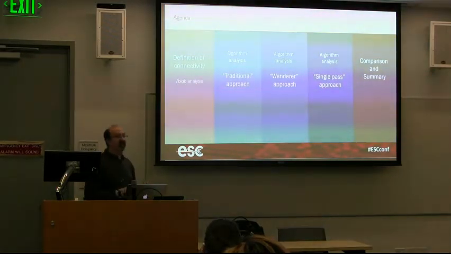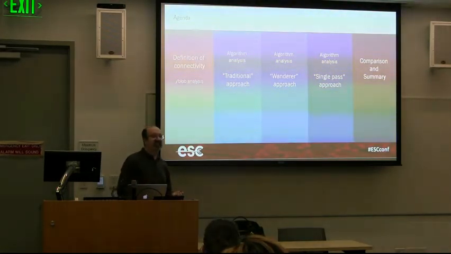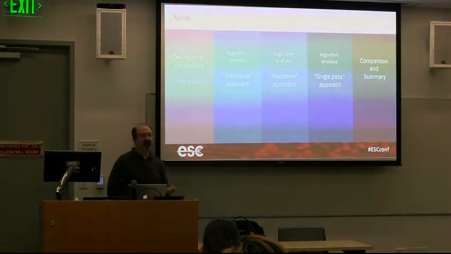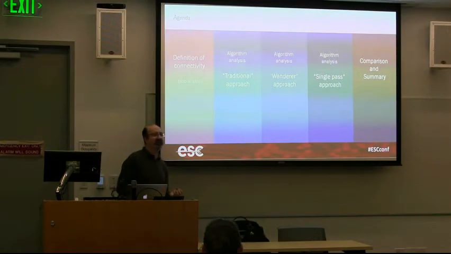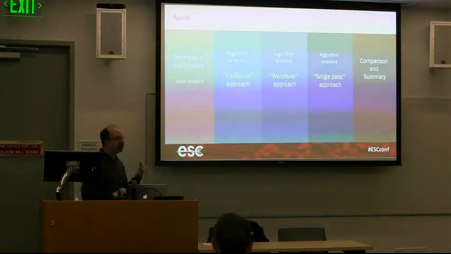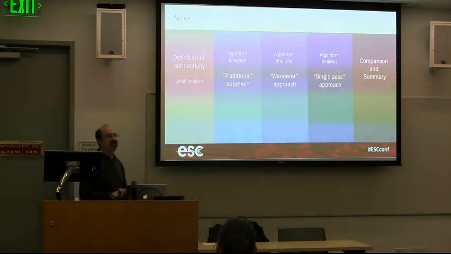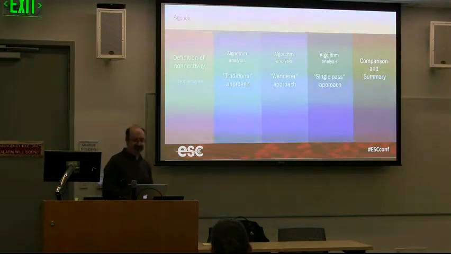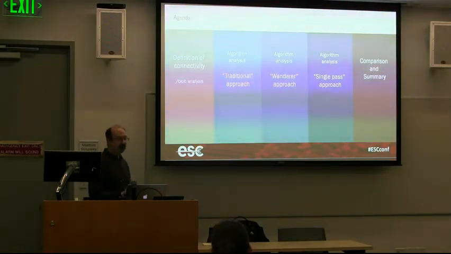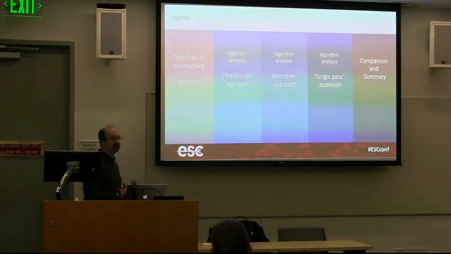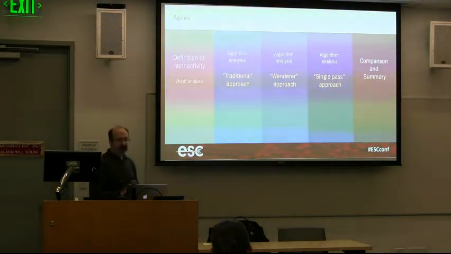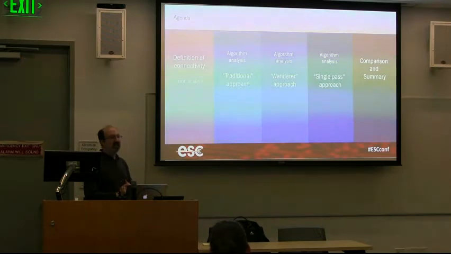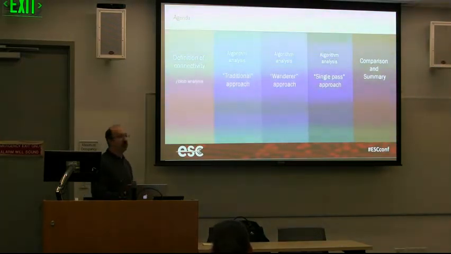All of these have to do with what's called connectivity analysis. How many people in here have any machine vision background? None. Okay, I'll go into a little more depth on what that is. First we'll define what connectivity or blob analysis is. Then we're going to look at a traditional approach, an approach I call the wanderer approach, and an approach I'm going to call the single pass approach. And we're going to compare and summarize each one of these.